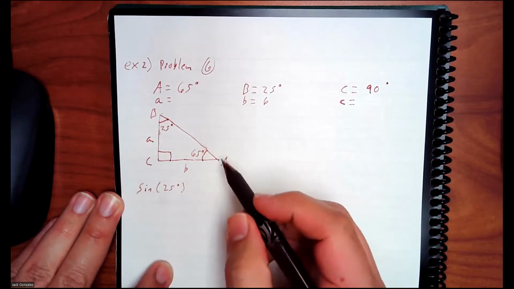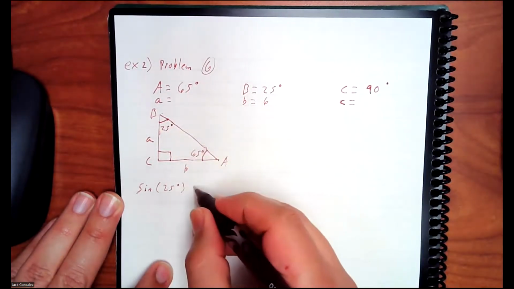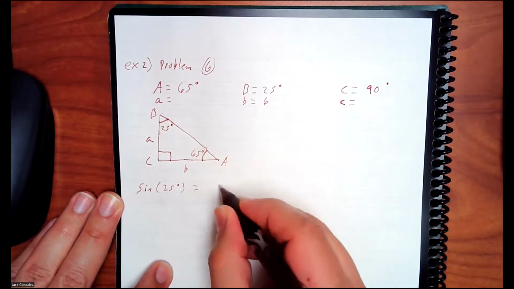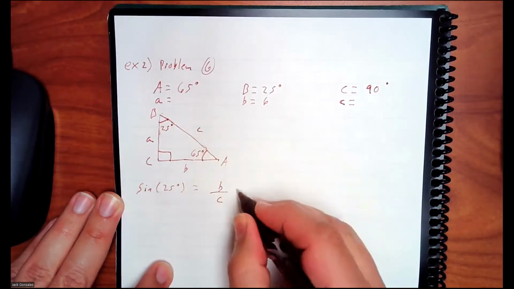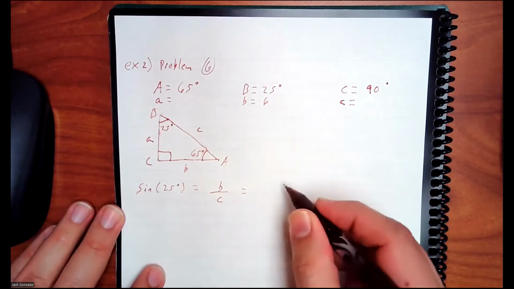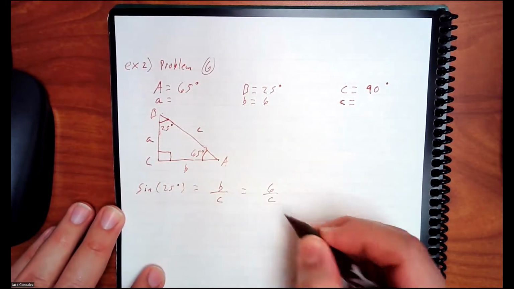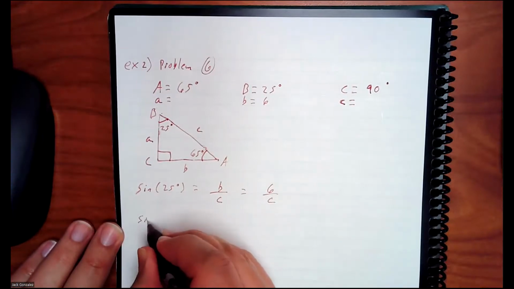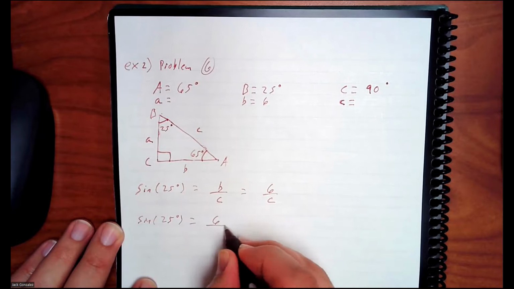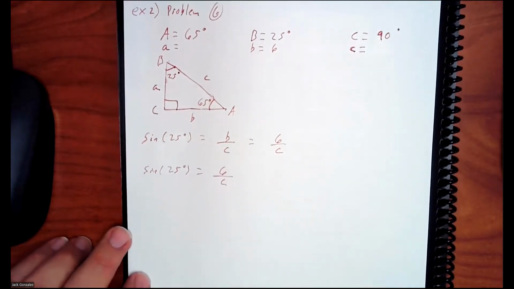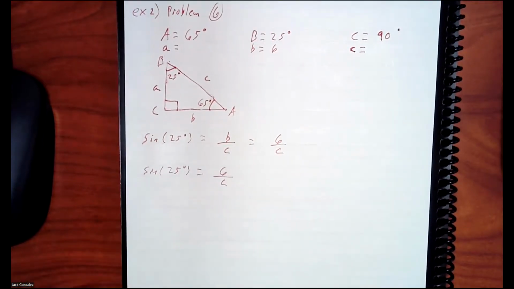So that'll be opposite over hypotenuse. But we have B, right? This will be 6 over C. So solve for C.